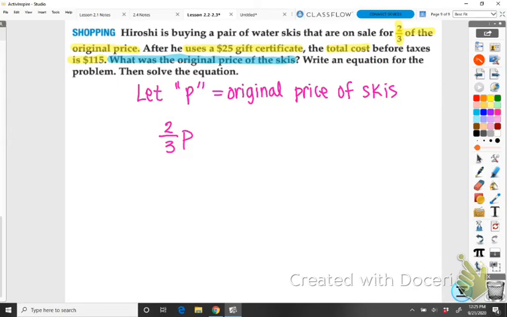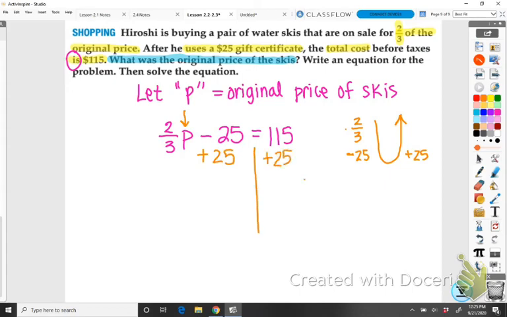After he uses a gift card. So think, if you use a gift card, that's going to decrease the amount that you're paying for. So that's subtracting 25. Is in math, remember, is equals. So this equals 115. And then we need to solve it. So think, here's the variable P. The first thing that's happening is it's multiplying by 2/3, and then it's subtracting 25. So we're going to undo that process, starting with the inverse of subtracting by 25, which is adding 25.